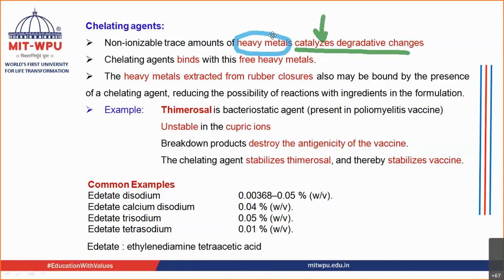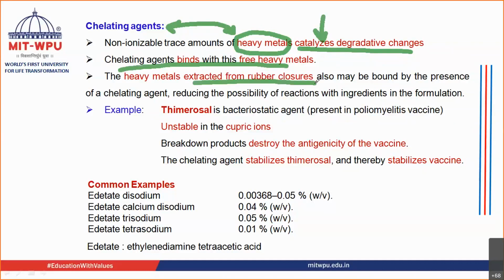And what is the best way of blocking these heavy metals? By the use of a chelating agent. So what does the chelating agent do? This chelating agent reacts with the heavy metal. It causes the chelation reaction, and thereby these heavy metals are now not free to carry out this catalyzation of your API. So this chelating agent binds with the free heavy metals. From where do these heavy metals come? The heavy metals are extracted from the rubber closure.